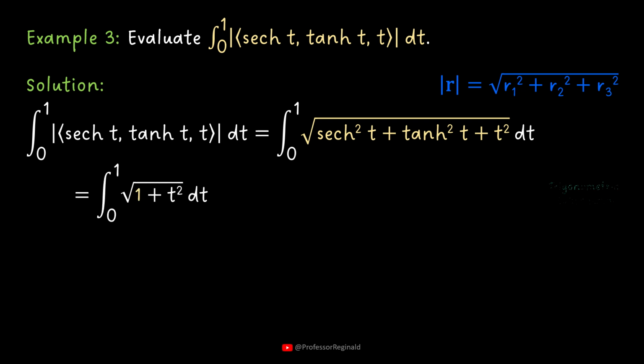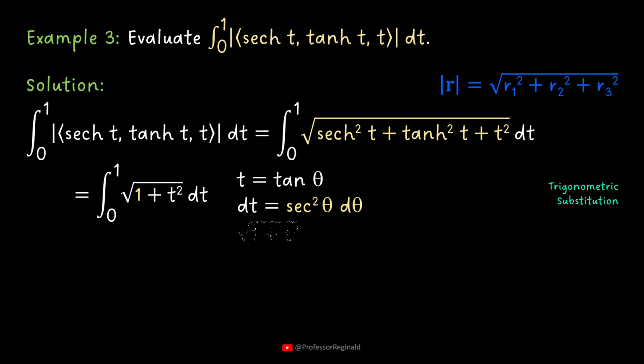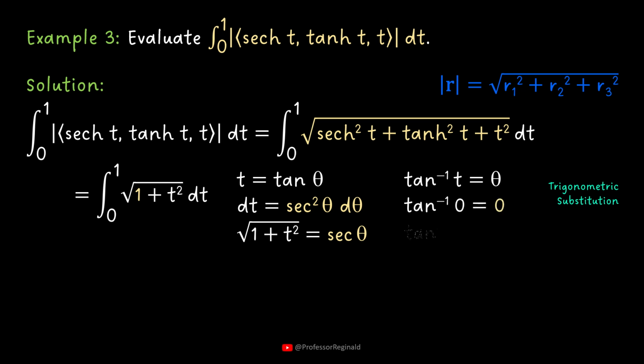Then use a trigonometric substitution. Let t be the tangent of theta, so that dt is the secant squared of theta d theta, and the square root of quantity 1 plus t squared is the secant of theta. Make the corresponding changes to the limits of integration. Then rewrite the new integral in terms of the new variable.